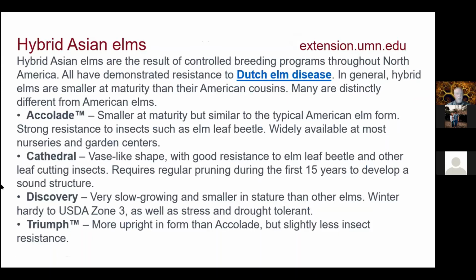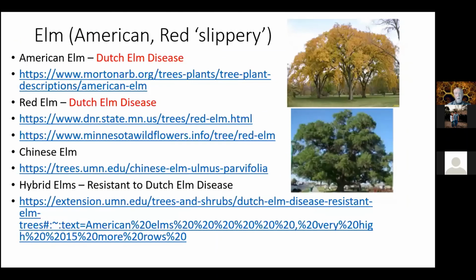It's a big page. You can see that it says this one is smaller, this one has the vase-like shape, but notice, and this isn't the only one, many of them require regular pruning during the first 15 years. That's because, notice the difference in shape between the vase-shaped American and the broad Chinese. You mix these two trees, and sometimes you get branches going in strange places, and you want to get them off of there. They may be crossing each other, causing other problems.